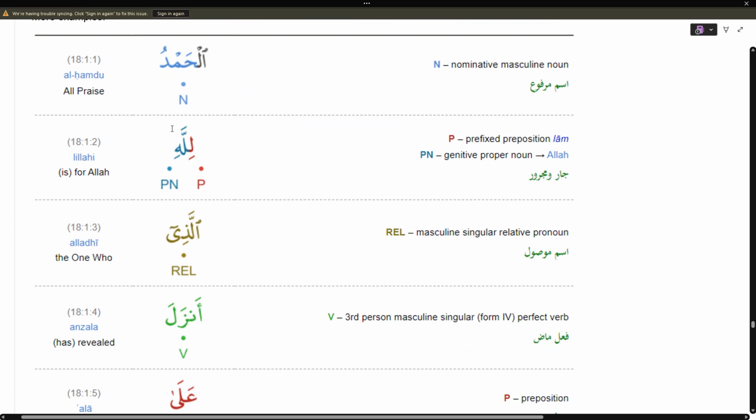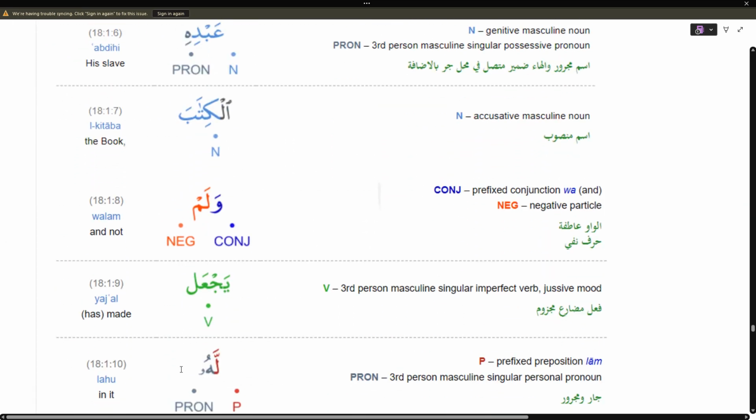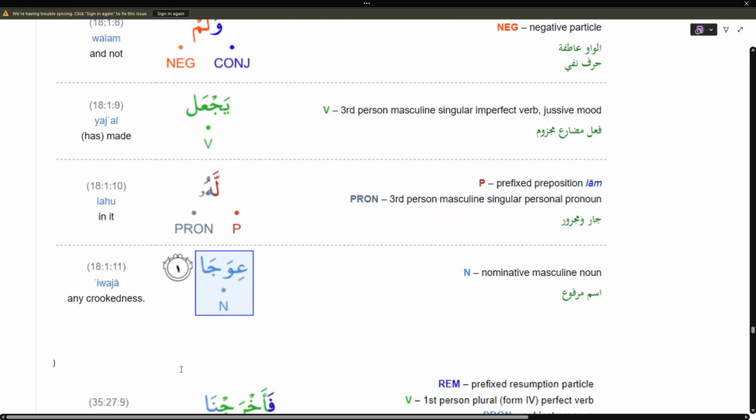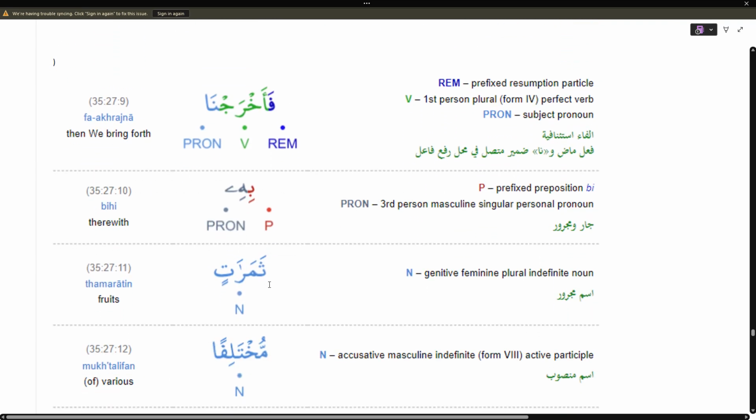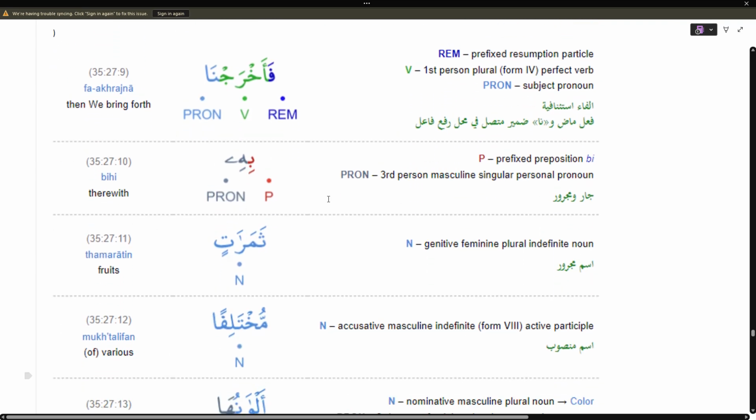Some more examples from the Quran. Alhamdulillahi alladhi anzala ala abdihi al-kitaba wa lam yaj'al lahu iwaja. I've just taken this example because iwaja is mentioned, that is about crookedness. So in form 9 it's going to be i'waja. And I've also taken examples where the colors are used in different forms.